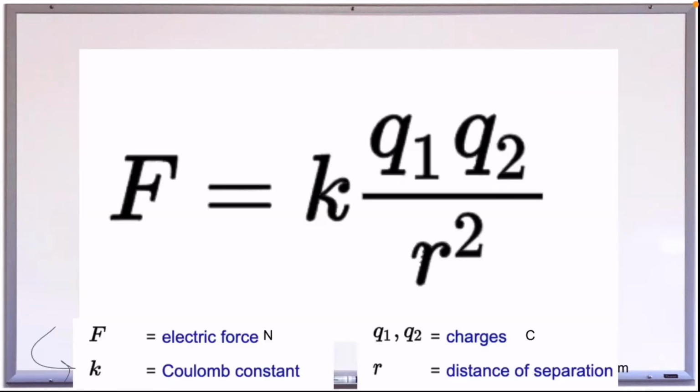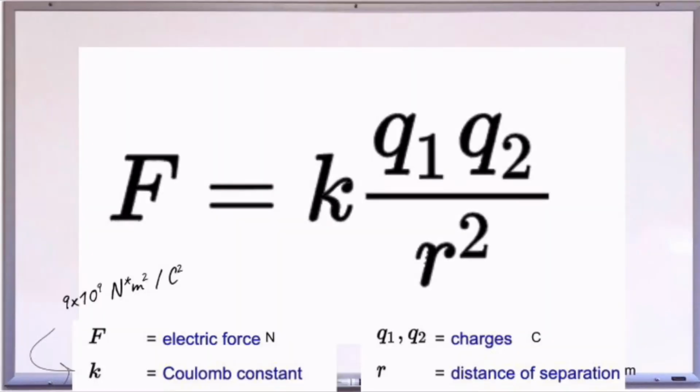To calculate the electrostatic force between two charges, we use Coulomb's law equation. K is the Coulomb constant, which is 9 times 10 to the power of 9 newton meters squared per coulomb squared. We multiply this constant by the product of the two charges involved, in coulombs, then divide this by the distance between the charges squared, in meters. All the units cancel out to bring you a product with newtons as the unit.